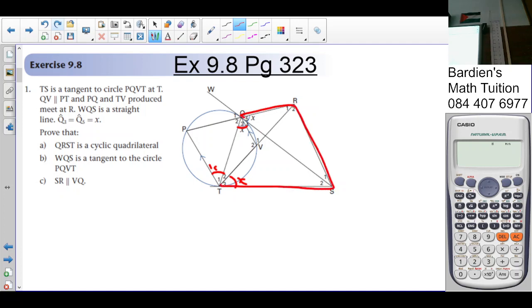Now the question says, prove that QRST is a cyclic quad. People, how do you prove a cyclic quad? Exterior angle is equal to interior opposite, opposite angles supplementary, and the one we're going to use here, equal angles subtended by the same chord. As you can see here, here's your butterfly, or your bow tie.